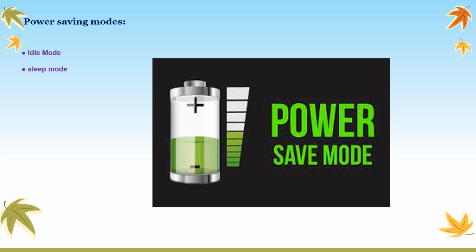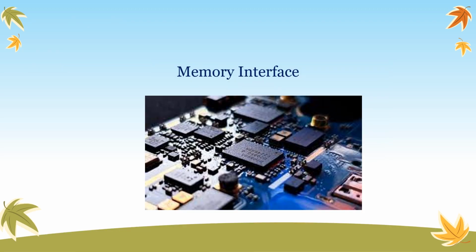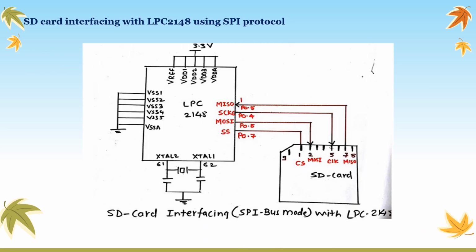Next is sleep mode. The computer cuts power to unneeded subsystems, and places the RAM into a minimum power state, just sufficient to retain its data. A computer must consume some energy while sleeping, in order to power the RAM and to be able to respond to a wake-up event. The next topic is about memory interfacing with ARM microcontroller. In memory interfacing, let us see how to interface an SD card with the LPC2148 microcontroller, using the SPI protocol.